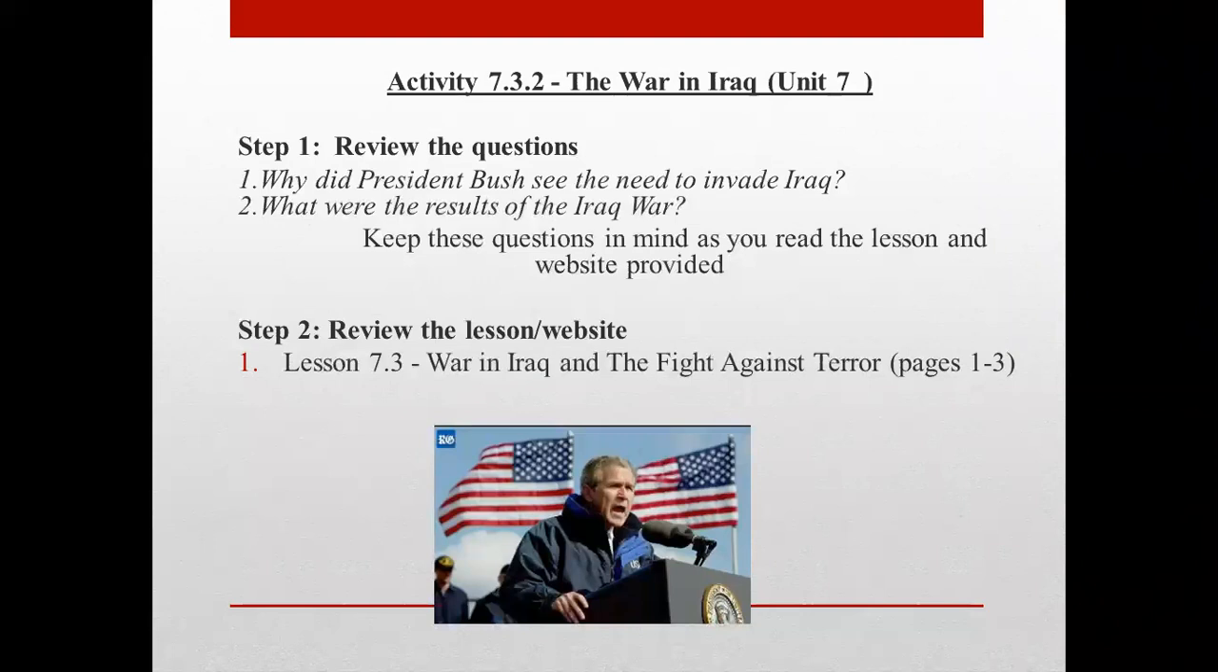Okay, step 2, review the lesson and the website. The lesson that this pertains to is lesson 7.3, the war in Iraq and the fight against terror, because those things go hand in hand, and you're going to focus on pages 1, 2, and 3 of that lesson.